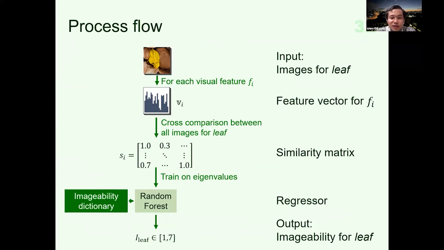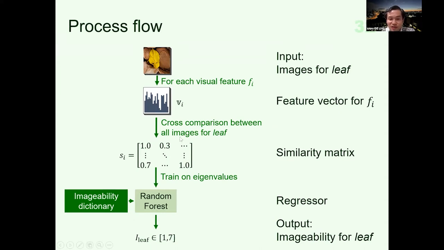So for each image, we make a feature vector. And then we perform cross comparison between all images of leaf. So in this SI matrix, the vertical and the horizontal axis are basically the images. And then we basically compare the image features of all the combinations of images. And then basically what we want to see is that if lots of images in this concept, in this case leaf, are similar, probably this matrix will show very high values among a lot of combinations. If they're not so similar, most of the elements in this matrix will be very small.